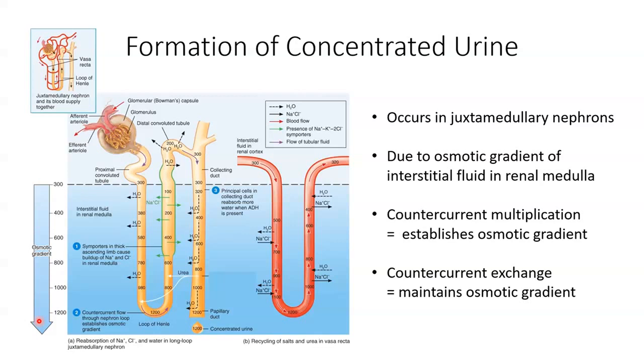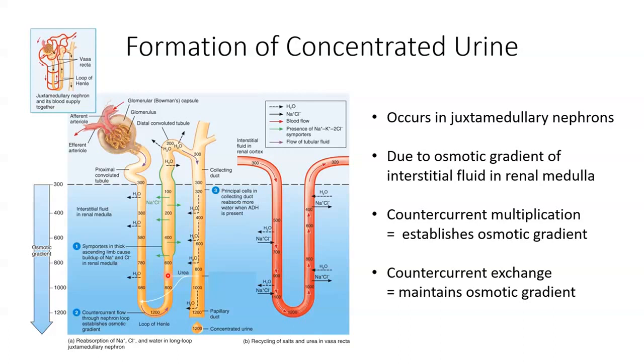The solutes which contribute to this osmolarity are largely sodium, chloride, and urea. Now, there are two factors which build and then maintain this osmotic gradient, or that more increasingly concentrated interstitial fluid in the renal medulla. These are the differences in solute and water permeability in the different sections of the nephron loop, and then the countercurrent flow of filtrate and blood through the nephron loops and through the vasa recta.